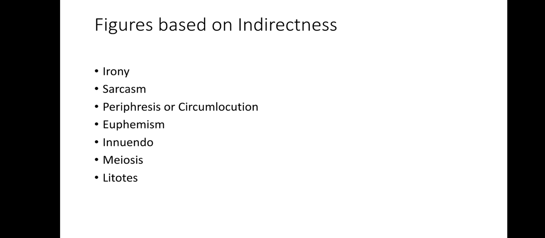Then we have periphrasis or circumlocution. This is another figure of speech where the direct wordings are avoided. We are supposed to speak about something, but we avoid the direct words. For example, when we say he has gone to eternal sleep, he is not sleeping at all, he has died. But we are avoiding the direct words to create some kind of impression so that the bad things can be avoided.